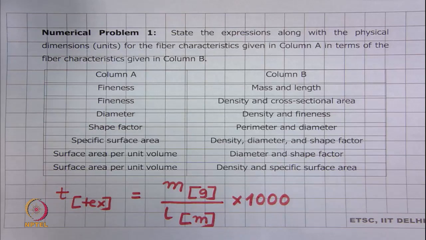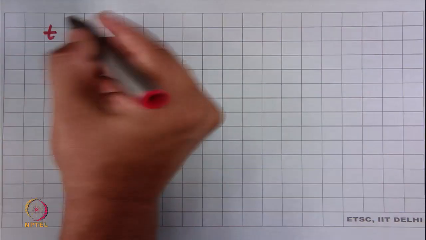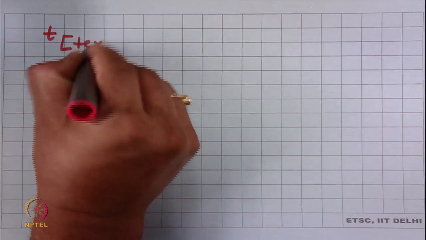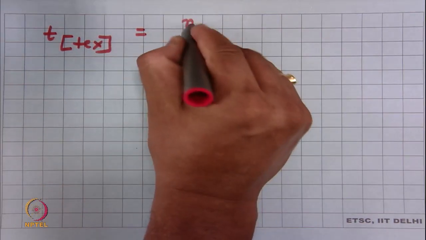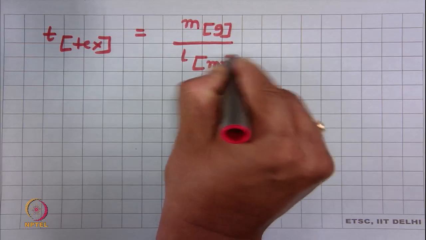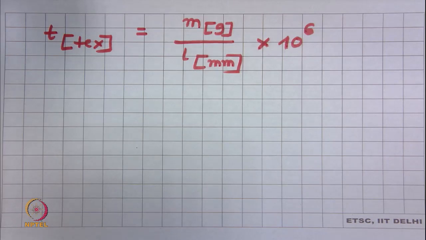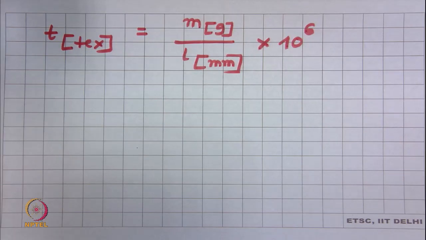If you think length in terms of meter is not a suitable dimension, no problem. Then you express length in terms of millimeter. So, T takes mass in terms of gram divided by length in terms of millimeter. Then you write this. So, by using this expression, you will be able to calculate T. All right.